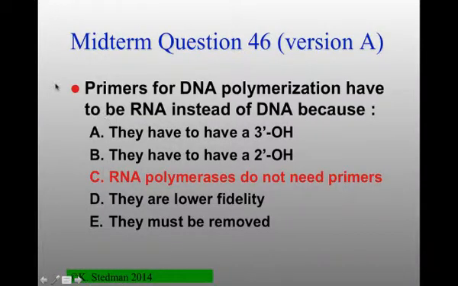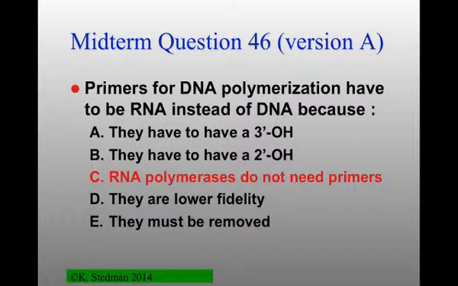Last question I wanted to talk about had to do with not translation, but replication. Here, primers for DNA polymerization have to be RNA instead of DNA because they have to have a 3'OH, they have to have a 2'OH. RNA polymerases do not need primers. They are lower fidelity and they must be removed. Well, RNA and DNA both have 3'OHs, so that's not a difference between RNA and DNA. Clearly, the difference between RNA and DNA is that RNA has a 2'OH, but that has nothing to do with DNA polymerization. That the primers are lower fidelity doesn't really make a difference in terms of DNA polymerization.